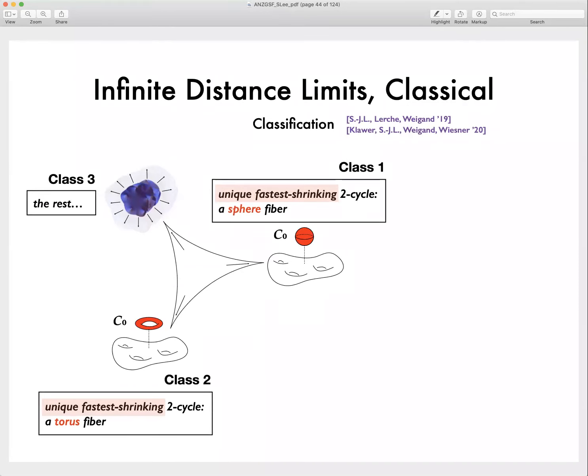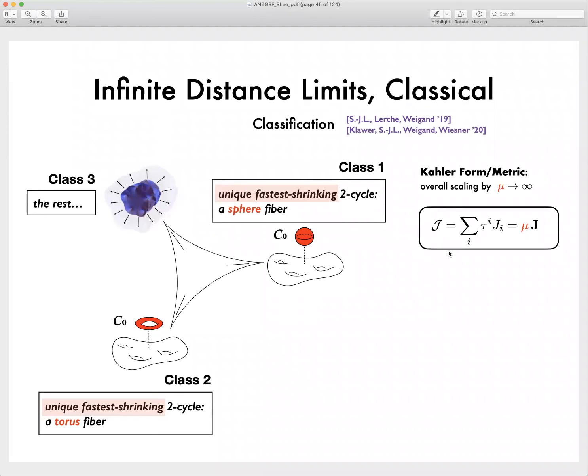And to be complete, class 3 is defined to collect all other limits where, by definition, we do not have a unique fastest shrinking two-cycle. And the meaning of this drawing is going to be explained shortly. So that was a very quick summary. Let me now go a little more specific. So, a little bit of equations.